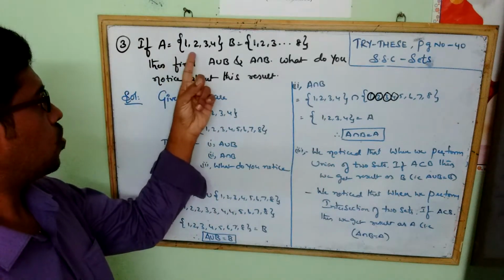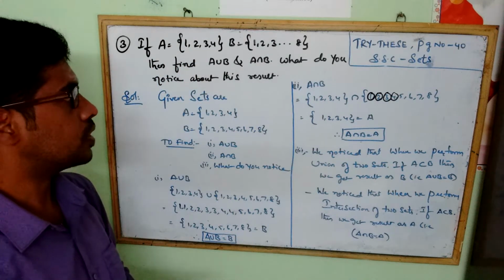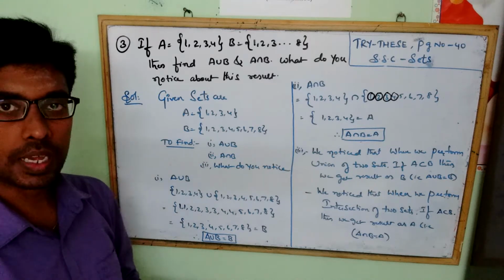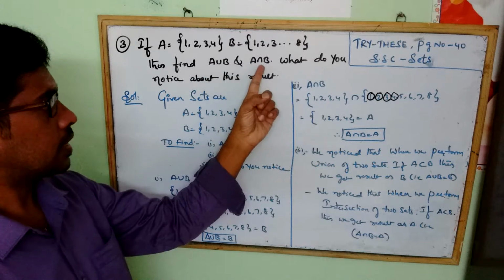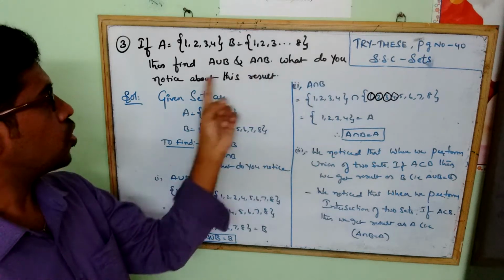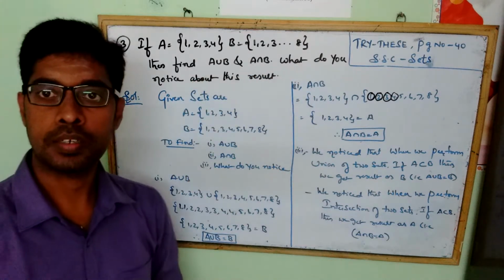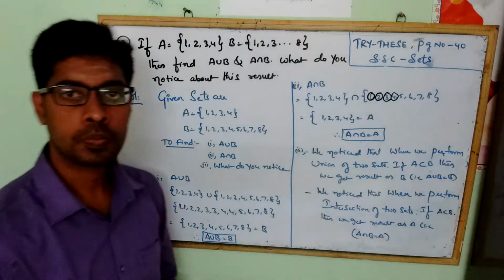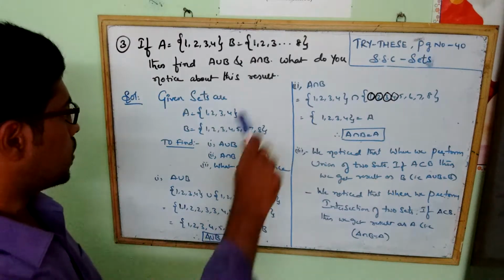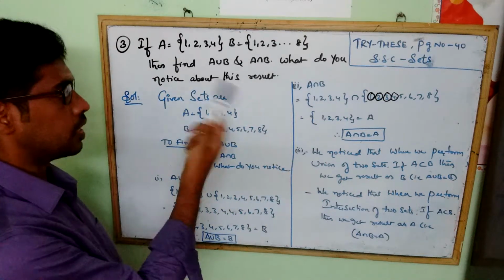What is given here? If A equal to {1, 2, 3, 4} and B equal to {1, 2, 3, 4, 5, 6, 7, 8}, then find A union B and A intersection B. And what do you notice about this result? Now, first write out what is given in the sets. What are the given sets here?